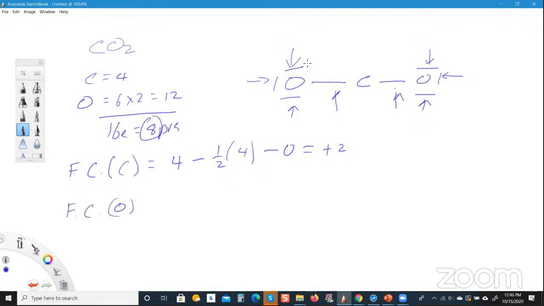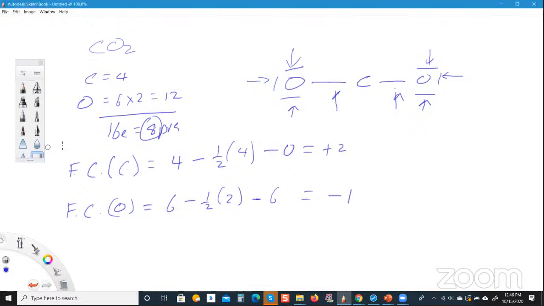Remember, the calculation for one oxygen is the same as the other because they have the same amount of electrons, bonding and non-bonding. So the group number for oxygen is 6, minus half the number of bonding electrons, which is 2 in the case of the oxygen, minus the number of non-bonding electrons, which is 2, 4, 6. And this works out to be equal to minus 1, right?